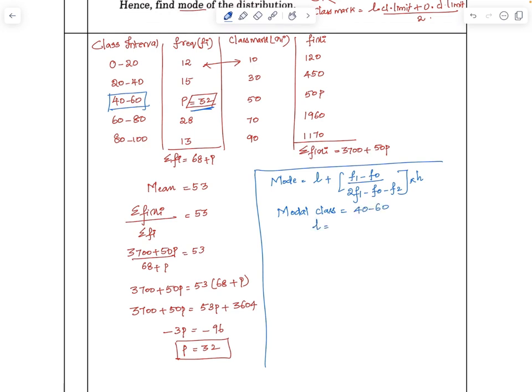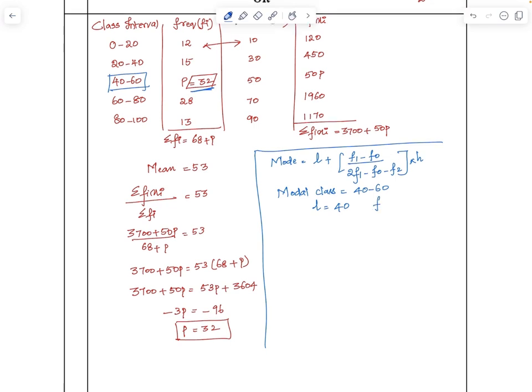L becomes 40. L is the lower limit of the modal class. F1 is the frequency of the modal class, which is 32. F0 is the frequency of the class preceding the modal class, which is 15. And F2 is the frequency of the class succeeding the modal class, which is 28. H is the class size, 20.